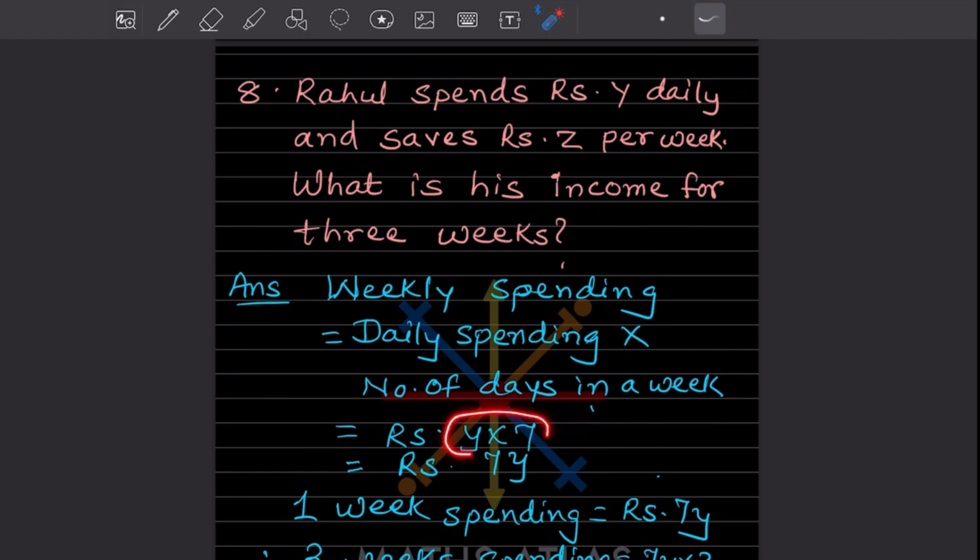So that is going to be 7y. Okay, so what did we get? We got this same thing written over here. 1 week spending is 7y. So what we want is 3 weeks spending, right? First we'll think of the 3 weeks spending and then we'll think about the saving part.